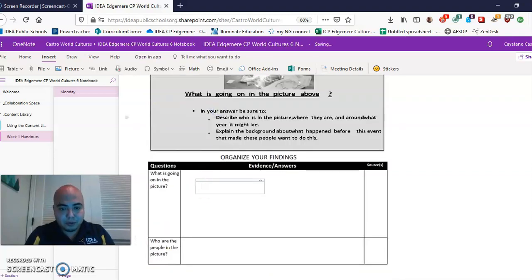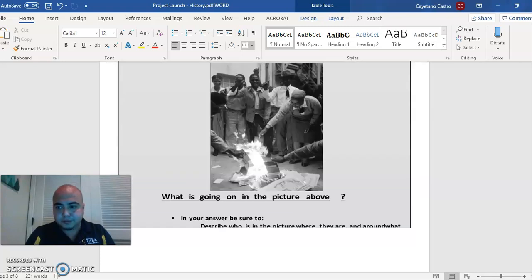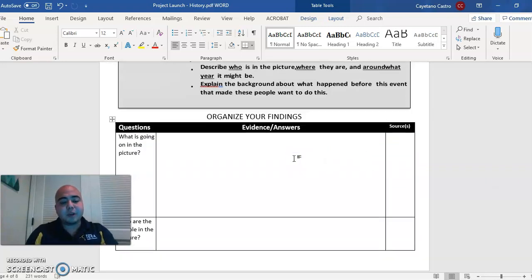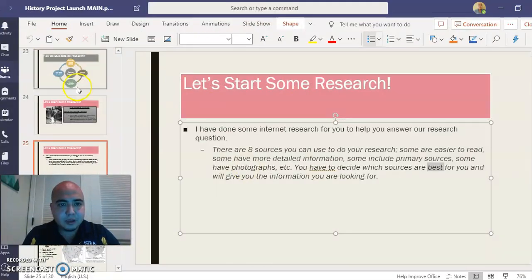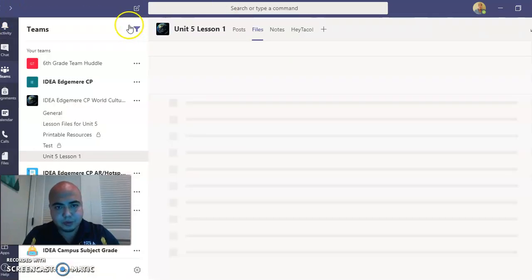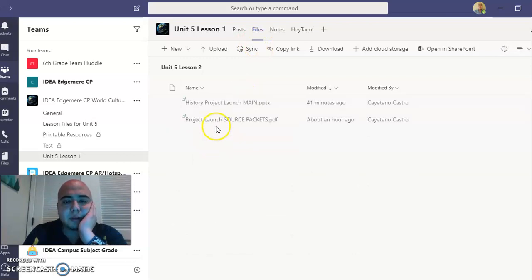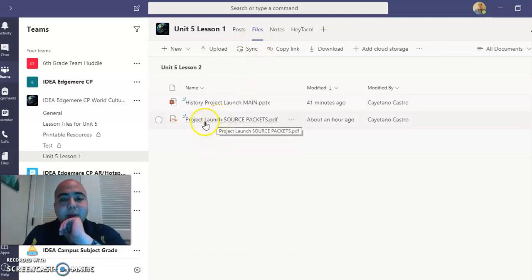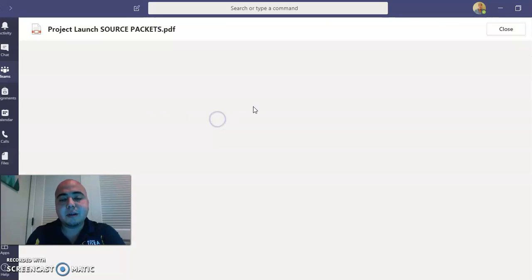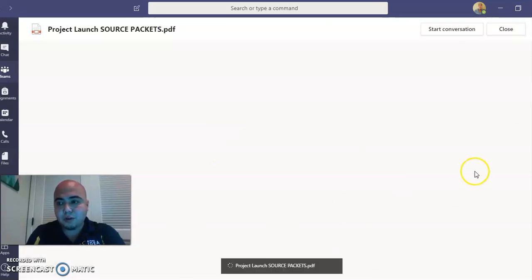You'll type, for example, let's see, hold on. For example, if you're using, let's go back to the sources we have. You can find the sources on Teams. If you go back to files, you should have a document that says Project Lunch source packets, and you should have a total of 8.